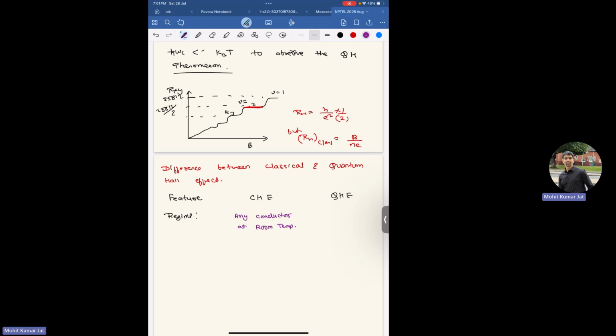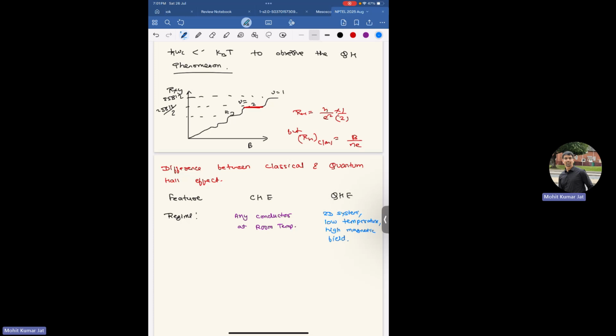But for the quantum Hall effect, you need a 2D system. This we will see when we derive the expression of these quantum Hall conductivities and the degenerate levels. You need the low temperature and you need high magnetic field. I have explained why we need the low temperature to reduce the thermal broadening and the high magnetic field to make the spacing large between these states.